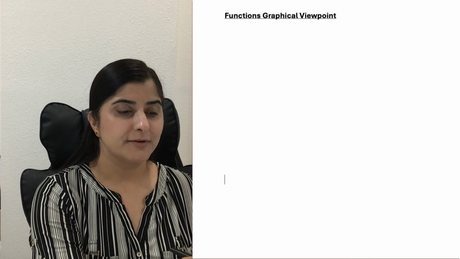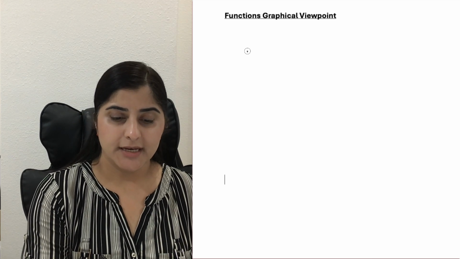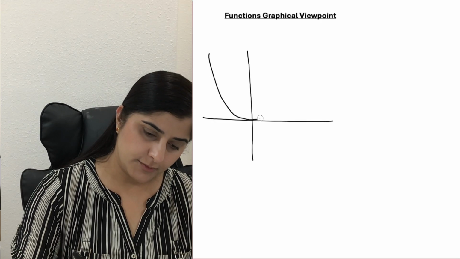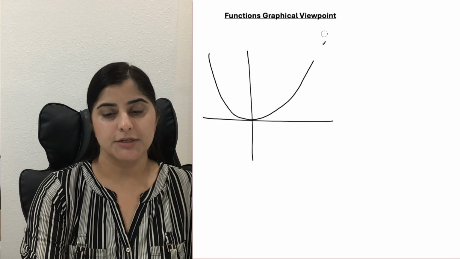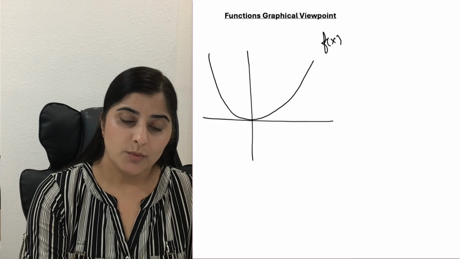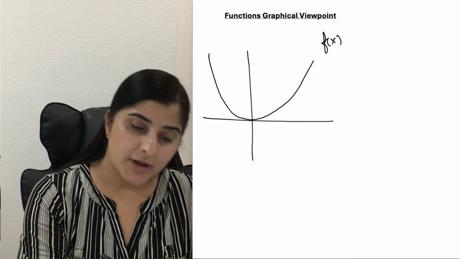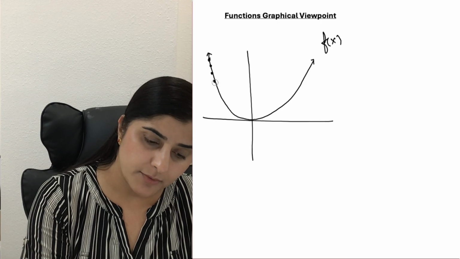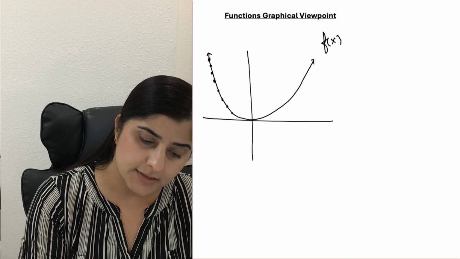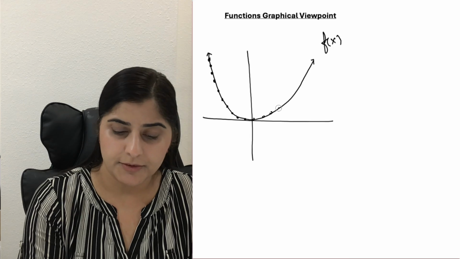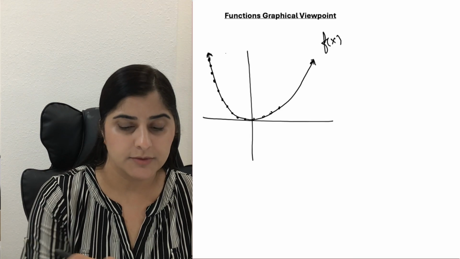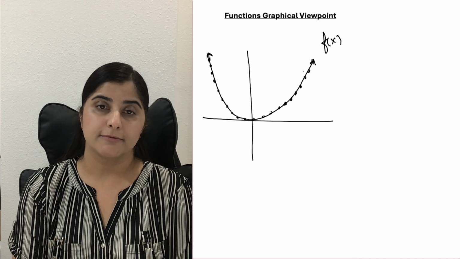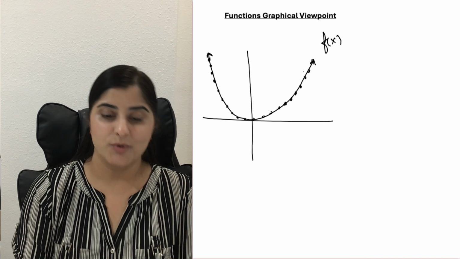Graphical viewpoint of functions. Suppose we are given any function graph. Suppose this is a graph of a function f(x). How do we make this graph? First of all, there are infinitely many points on this graph, because this graph is going up, there is an arrow going up on both sides. So there are infinitely many points on this graph, and we are connecting all these points.